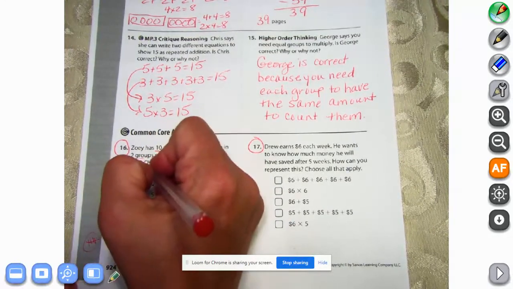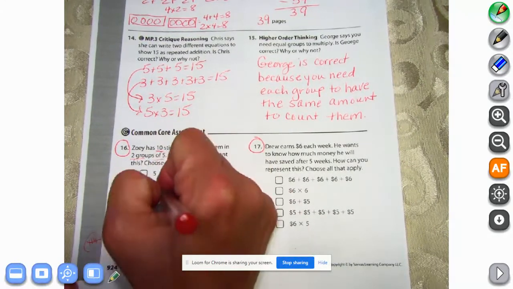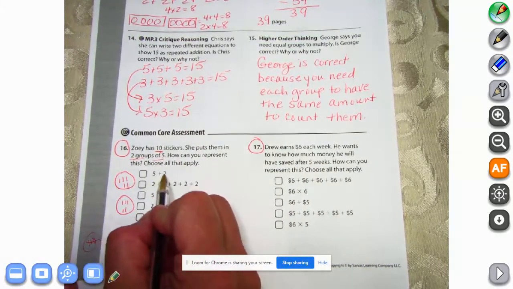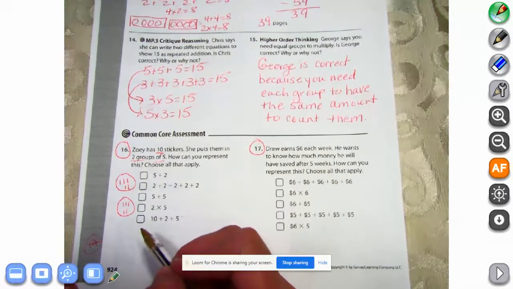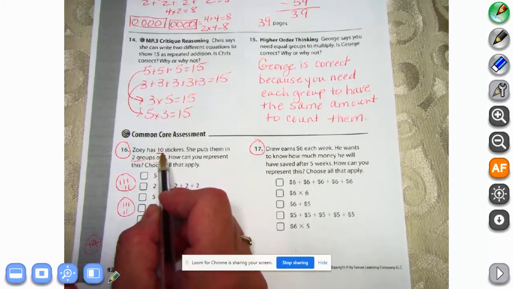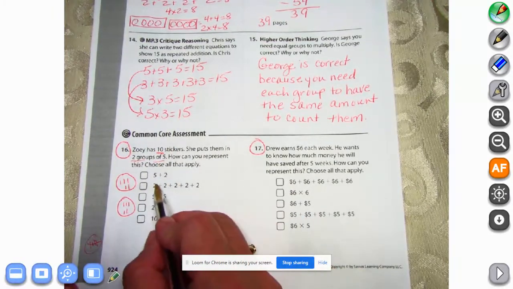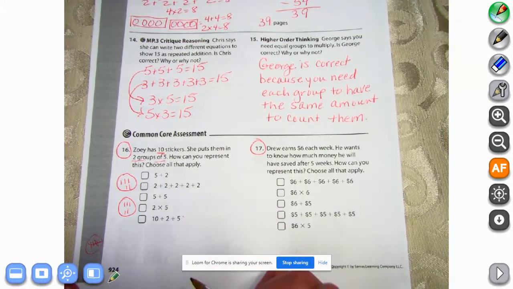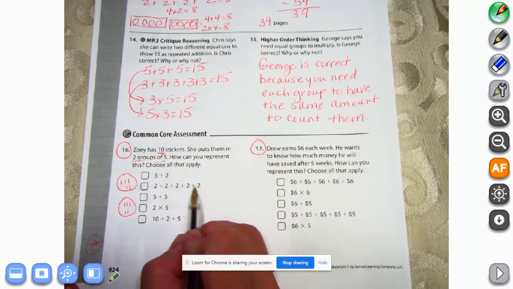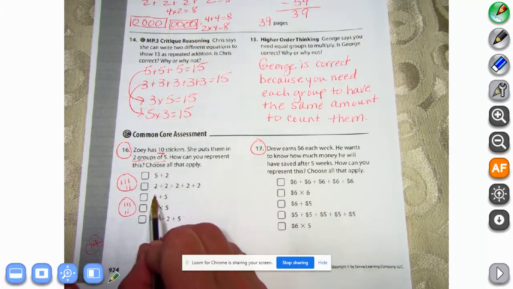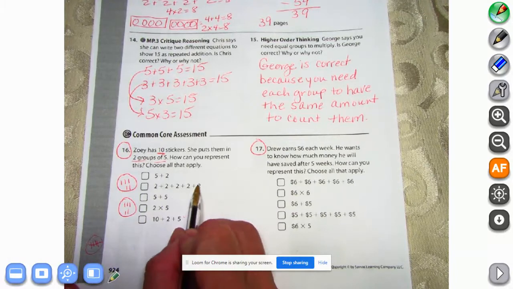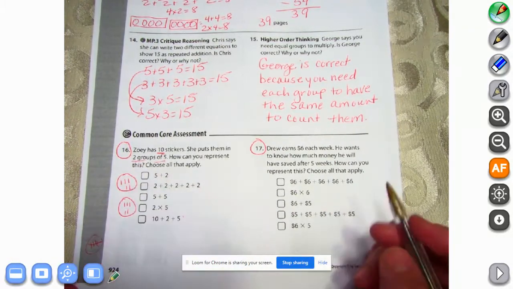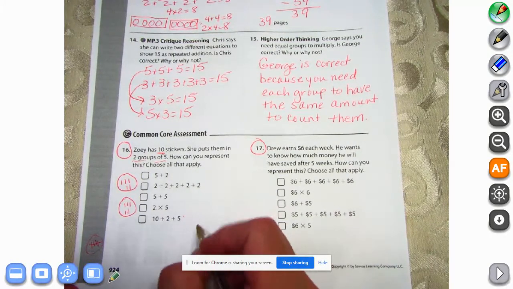All right, let's look at the different problems that are here and see if any of those go with her problem. 5 plus 2. 5 plus 2 equals 7. That's not quite enough, so that won't work. 2 plus 2 plus 2 plus 2 plus 2. Okay, so that's 2, 4, 6, 8, 10. So it equals 10, but this is showing me 5 groups of 2. And that's not what it says. It says 2 groups of 5. 5 groups of 2 won't work.